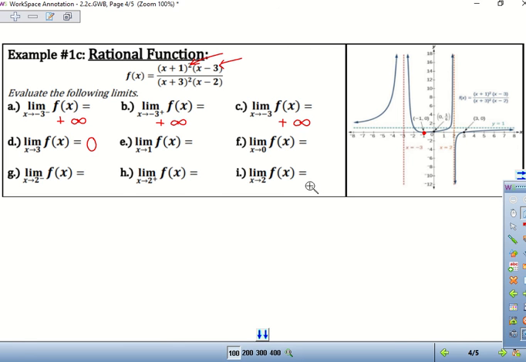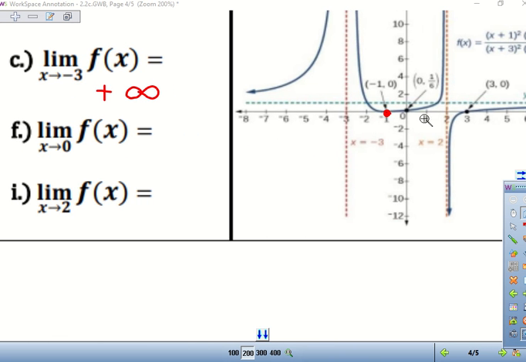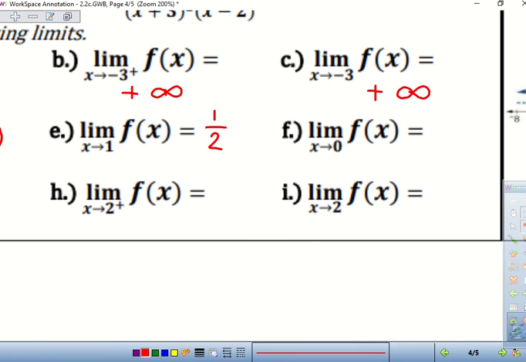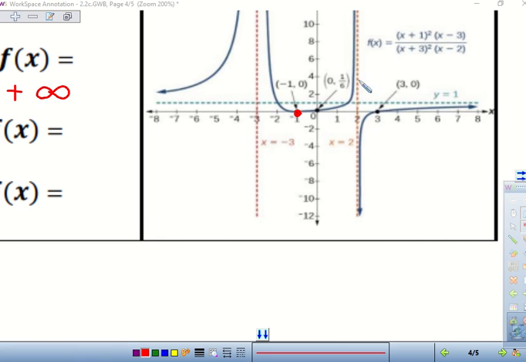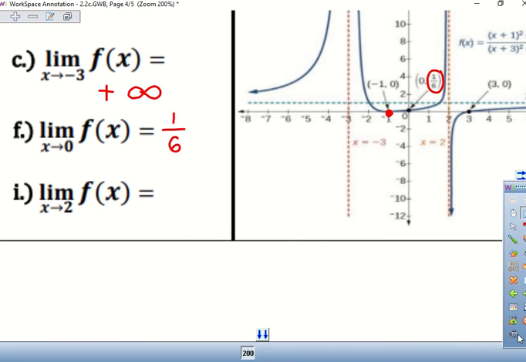Yes. It exists at maybe 1, maybe 0.5. Yeah, about 1/2 or 0.5. And then at 0, it actually gives us that exact value, right? So at 0, they give you the exact value of 1/6. So that one does, in fact, exist.